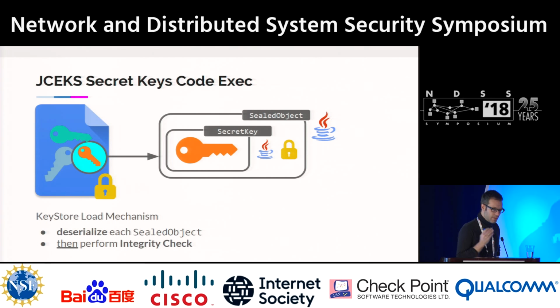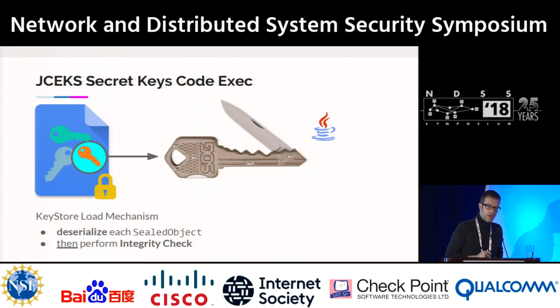At this point, when you load the keystore, the routine loading the keystore file deserializes each sealed object, and when the parsing of all the entries is done, the integrity check is performed. So we thought, instead of serializing a sealed object, what about serializing a malicious payload? We looked at the code and found that there were no checks in the deserialization routine. So basically, you can put whatever you want there, which is not even checked by the integrity function.